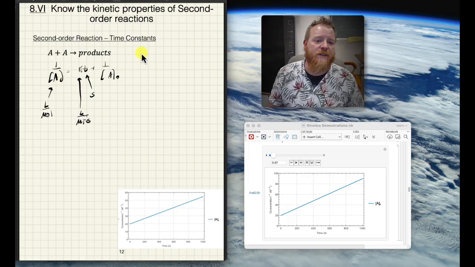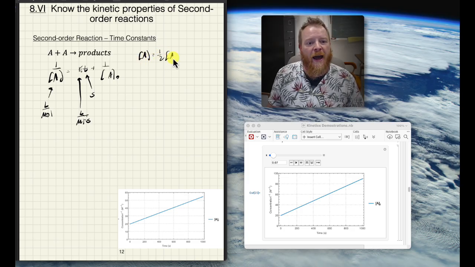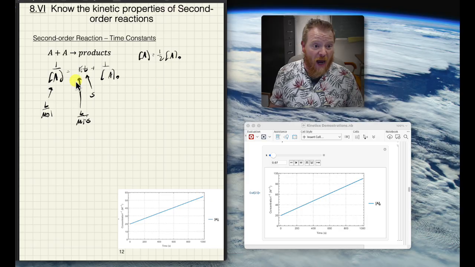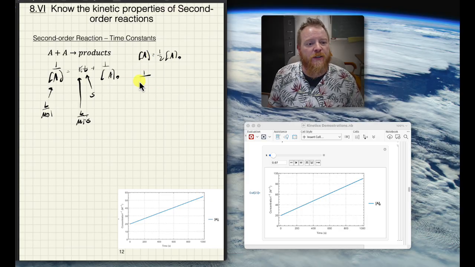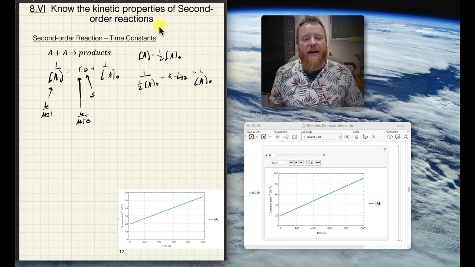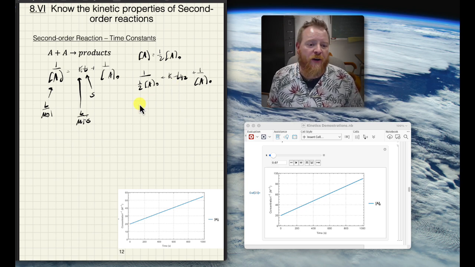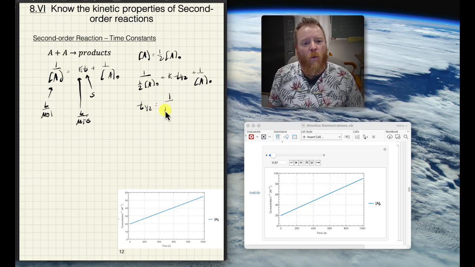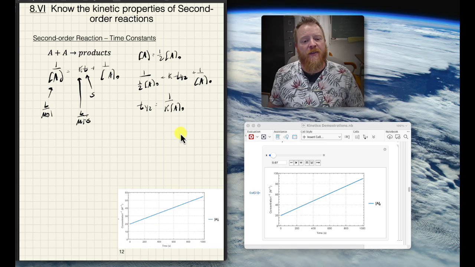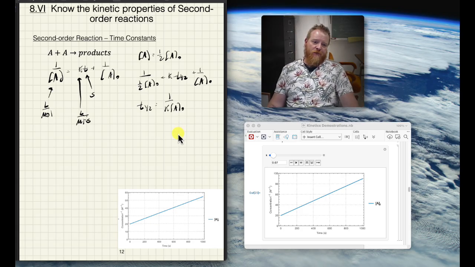Well, once again, to establish that, we can say A at any time equals 1/2 A initial. And now I can plug all of those in. So that goes as the following: 1 over 1/2 A initial equals K times T to the 1/2 power plus 1 over A initial. And now collecting like terms and doing some algebraic rearrangement, we end up with the following. T half-life equals 1 over K times the initial A concentration, right?